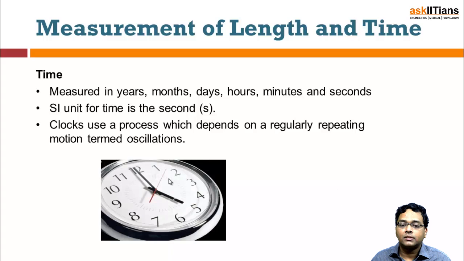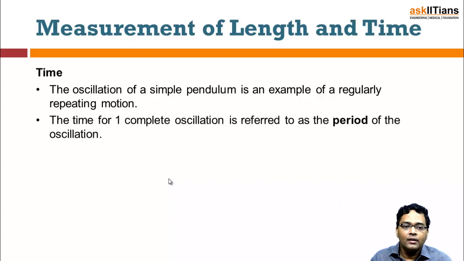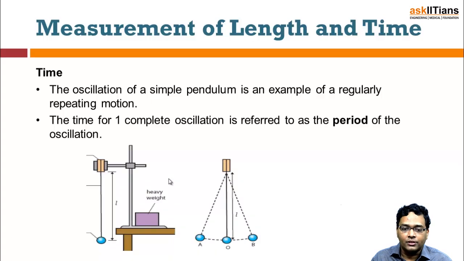So the clocks use a process which depends on a regularly repeating motion, which is termed oscillation. Oscillation basically means that it is going to repeat after a certain interval of time. So that is what is known as the measurement of time. Then if you move on further, the oscillation of a simple pendulum is an example of a regularly repeating motion. The time for one complete oscillation is referred to as the period of the oscillation.